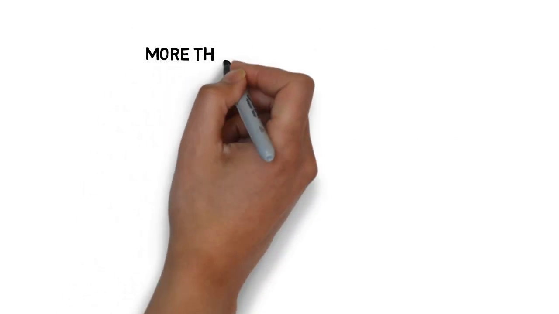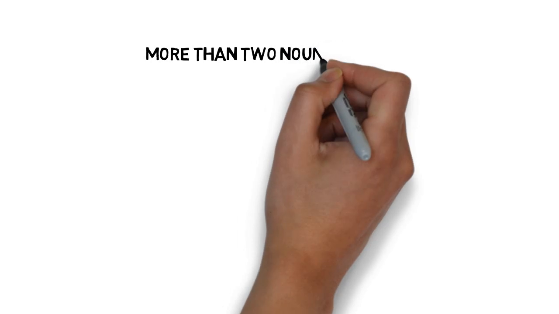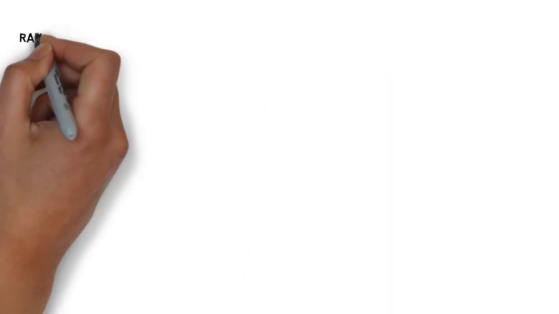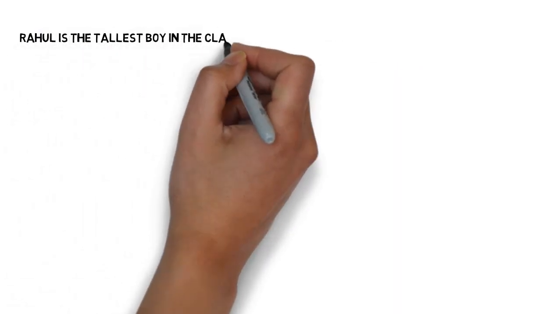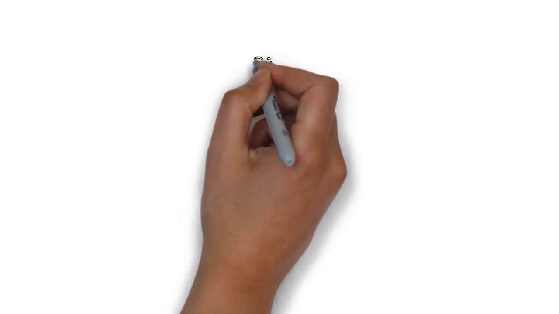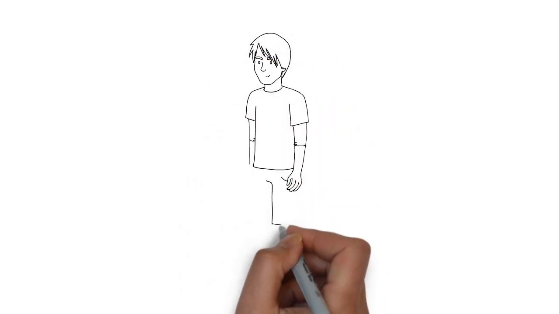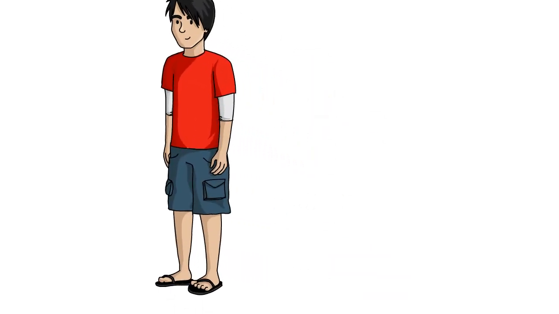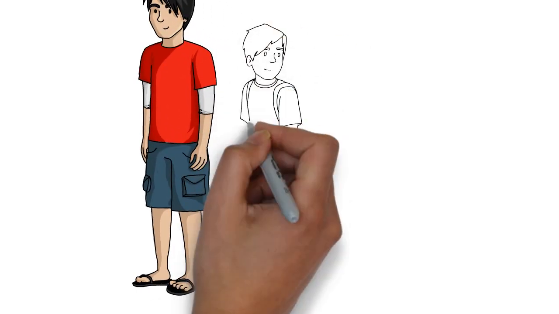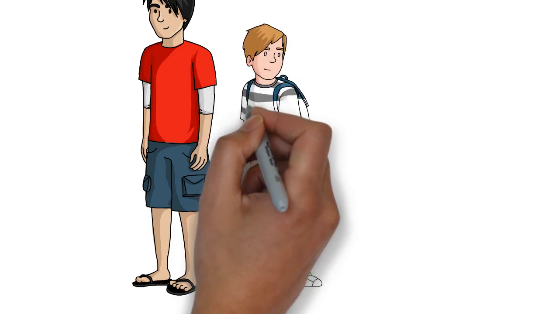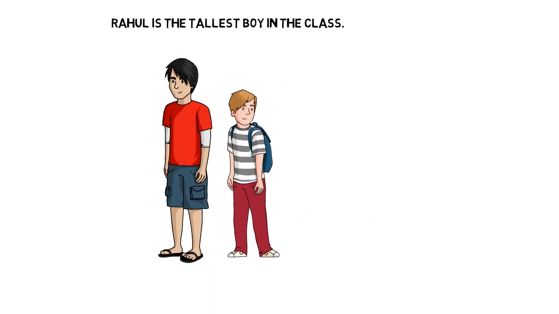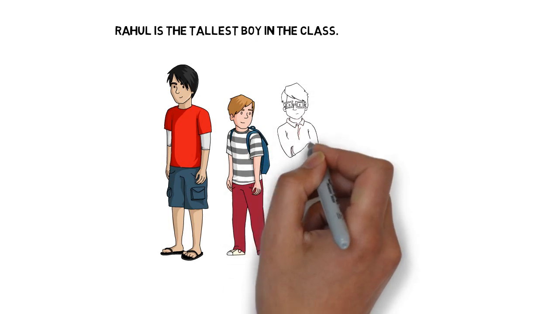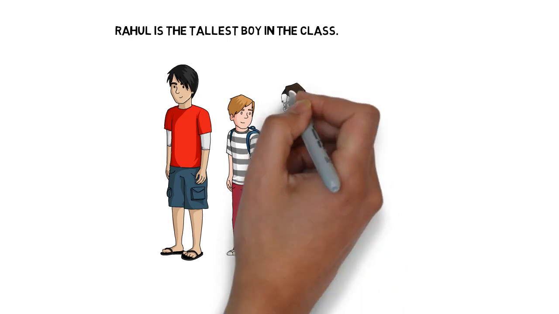So we shall now see the superlative degree, used for more than 2. Rahul is the tallest boy in the class. When you look at this sentence, you can see that first you have to see the nouns: tallest, Rahul. There are many boys in the class. Rahul is the tallest boy. So Rahul is compared with all the boys in the class. That's what you have to understand from the sentence.